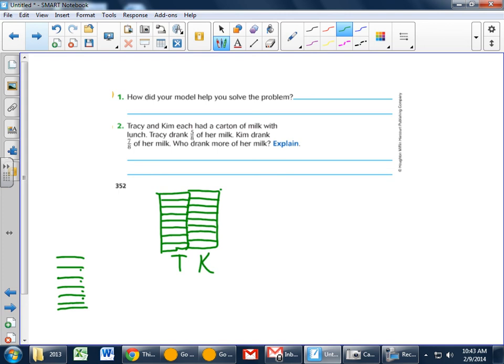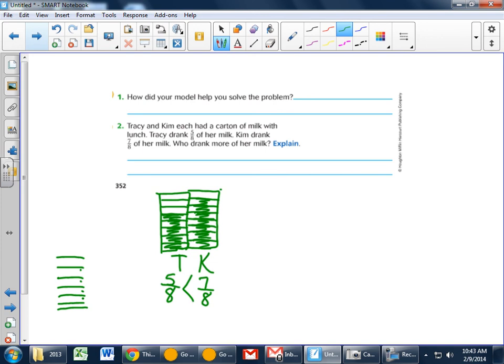Okay. So we know that Tracy drank 5 out of the 8. So here's 1, 2, 3, 4, 5. And Kim drank 7/8. So we have 1, 2, 3, 4, 5, 6, 7. So who drank more milk? 5/8 to 7/8. It looks like Kim's is more. So 5/8 is less than 7/8.